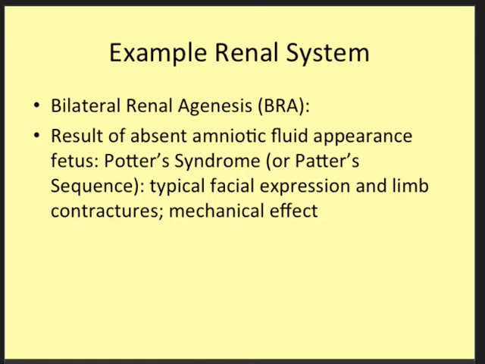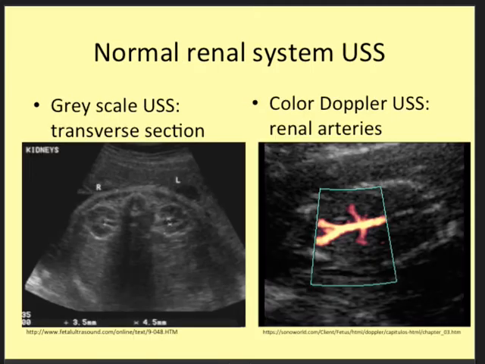An example of the renal system is here, bilateral renal agenesis. This is the result of absent amniotic fluid, and of notice that the fetus will be almost squashed tightly in the uterus. There is no buffer of amniotic fluid. That means that the fetus has two typical consequences. That's called Potter syndrome, or Potter's sequence. The baby has a typical facial expression and limb contractures, purely a mechanical effect of the absence of amniotic fluid.